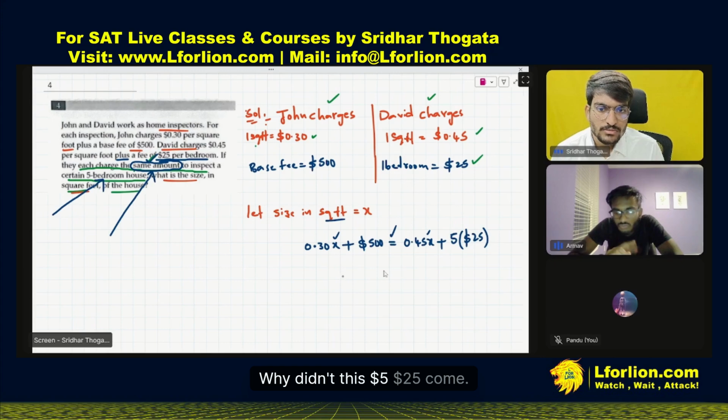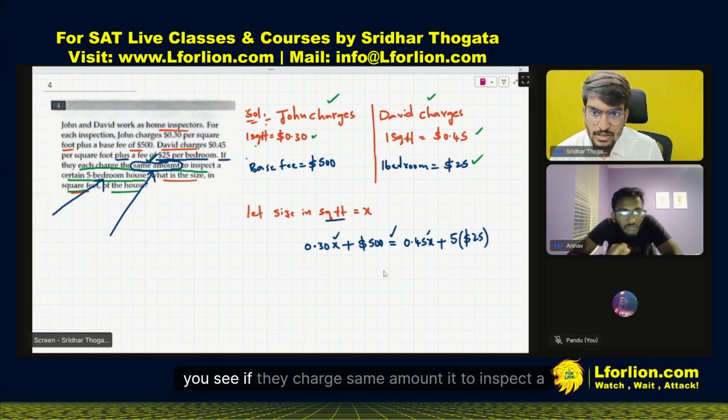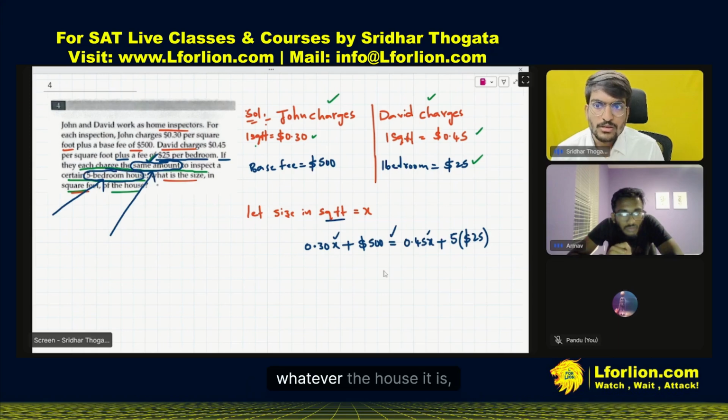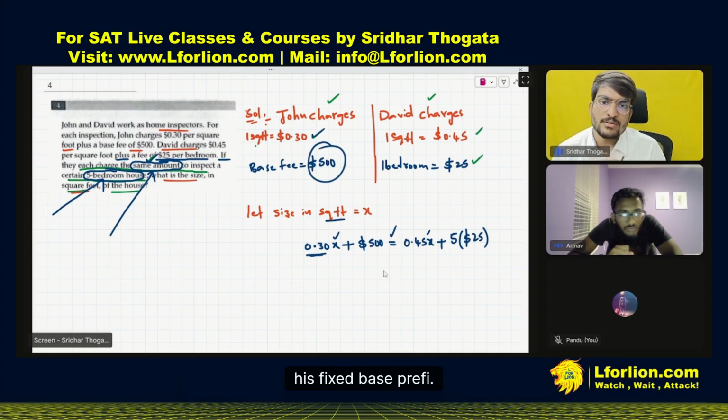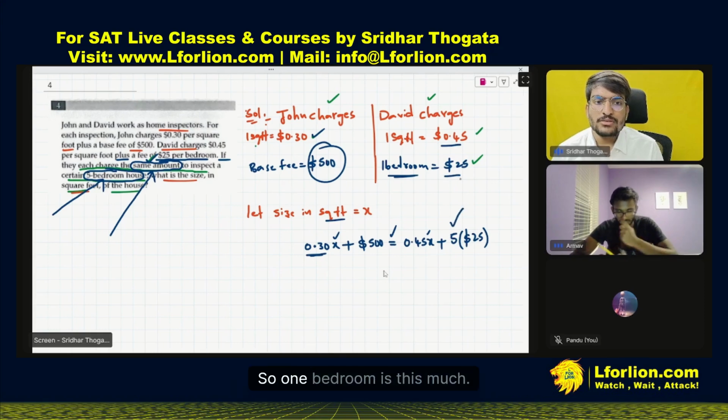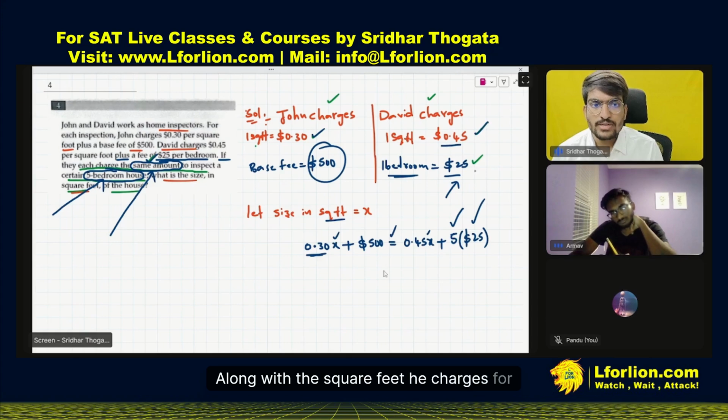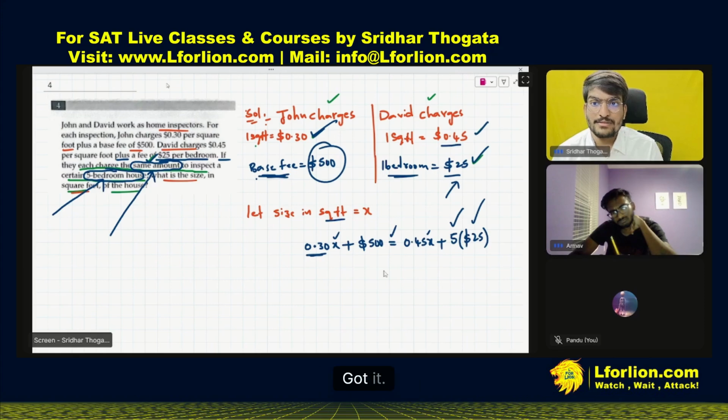Hey, why did this $25 come? Why did you put it like that? Because here, what they said in the question, if they charge the same amount to inspect a certain 5-bedroom house, whatever the house it is, John charges $0.30 per square feet plus his fixed base fee. But here this guy doesn't have any base fee. He charges per bedroom. So here 5 bedrooms are there, so one bedroom is this much. Along with the square feet, he charges for bedrooms, while John, along with the square feet price, charges a base price. Got it?